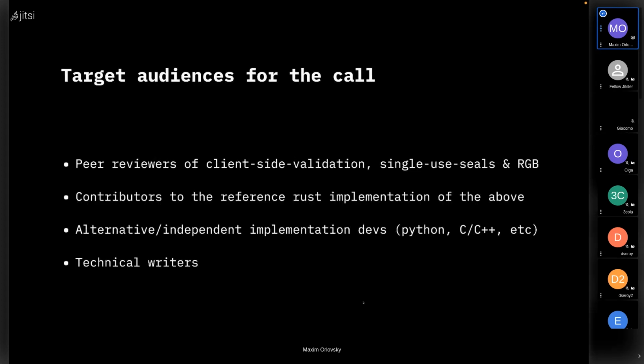And first of all, I would like to say that this will be a very hardcore technical call, and the target audience that will understand something from this call will probably be peer reviewers of client-side validation, single-use seals, and RGB protocols, contributors to the current reference Rust implementation of these protocols, maybe those who would like to work on independent or alternative implementations using other technological stacks to be up to date with how single-use seals have to be implemented and how they evolve over time. And also those who would like to write some technical notes or articles about this kind of technology.